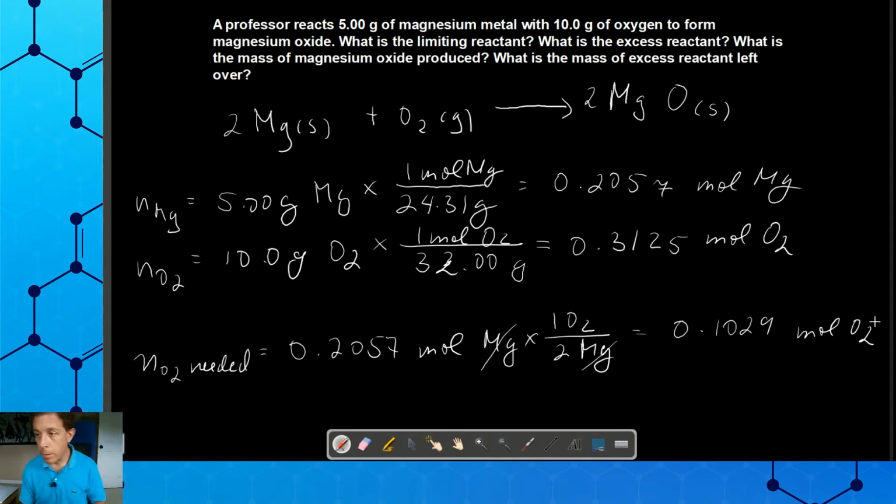So this means right here, to react the magnesium that is available, these 5 grams of magnesium, we would need 0.1029 moles of oxygen. But we have 0.3125 moles available. So we have more oxygen available than we actually need to burn all this magnesium. So we can conclude already, right here, without doing much anything else, that oxygen is in excess.